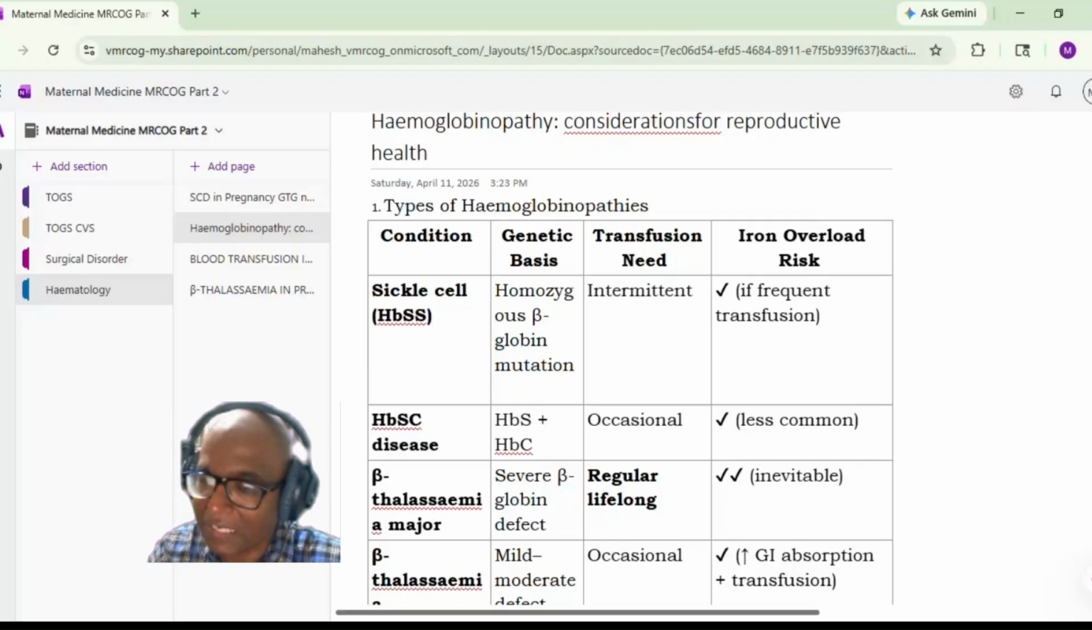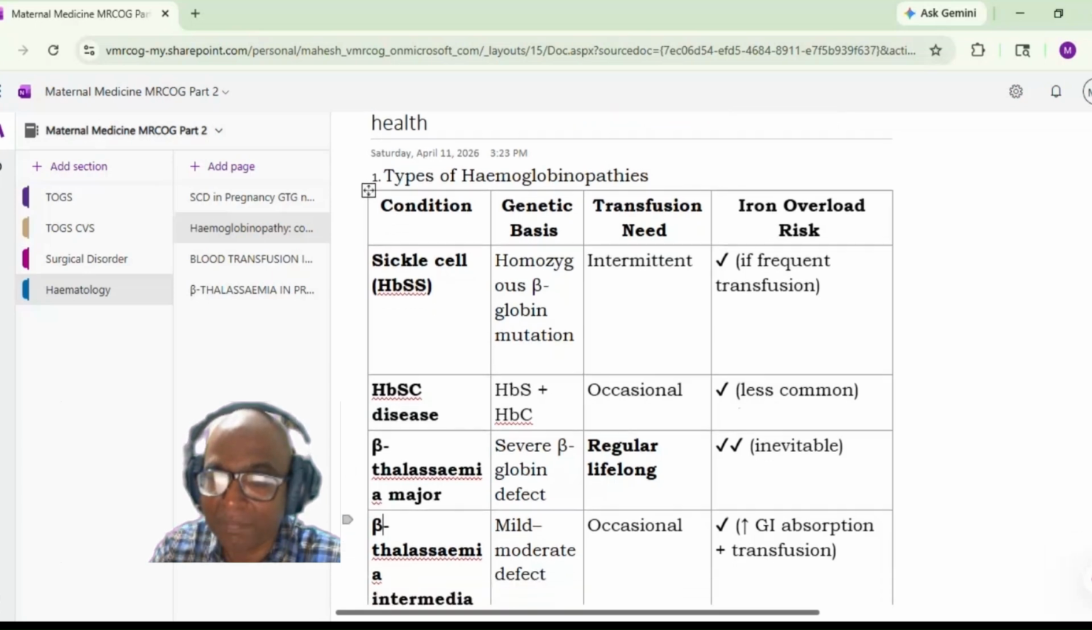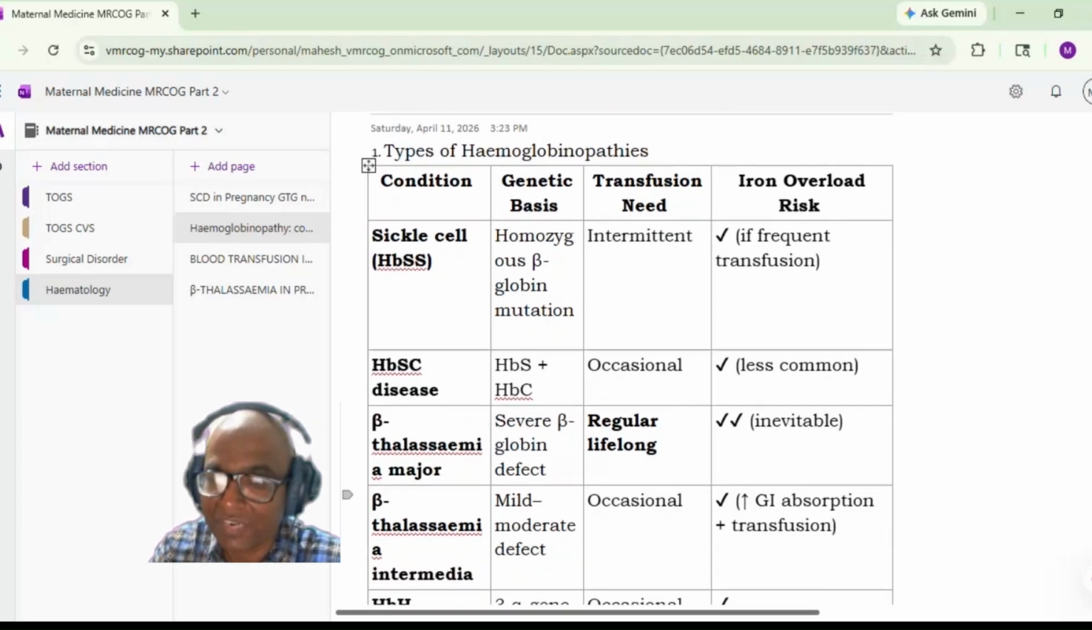So we have also seen the comparison between sickle cell and beta thalassemia, in previous discussions, if you remember. Beta thalassemia major will have regular lifelong transfusion. That is why the iron overload risk is maximum. Next is beta thalassemia intermedia. These patients will have a mild to moderate defect. They also require occasional transfusion, and iron overload risk is minimal. There is increased GI absorption plus transfusion. So iron overload happens mainly because of two things, the increased absorption and the transfusion, but maximum with beta thalassemia major.